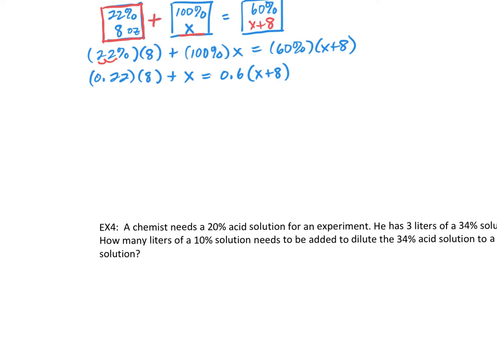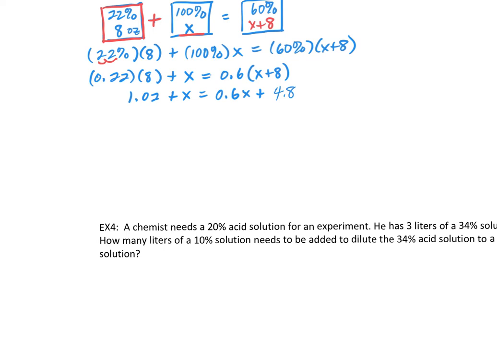So just use your calculator. You should get 1.02 plus x is equal to 0.6x plus... I can't add. Oops, sorry. That was weird. 4.8. I don't have a calculator with me.